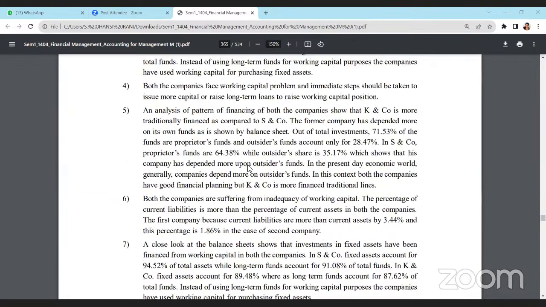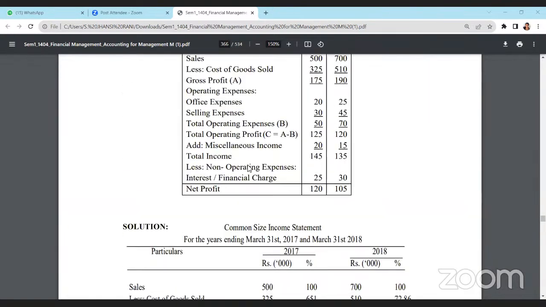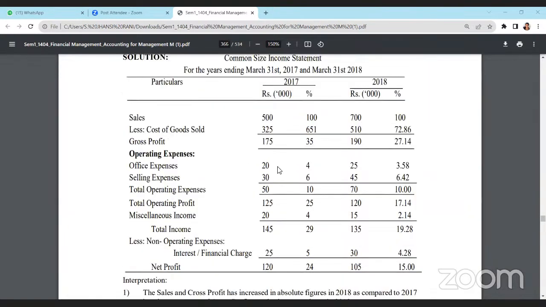Similarly, we'll do it for the income statement also, the same way. The format will remain as it is. Here again, year, percentage, year, percentage, rupees, percentage, rupees, percentage. Then what will be taken as the base here? Here, the base is taken as sales. In the balance sheet, we take the total as the base, and in the income statement, we take sales as the base.